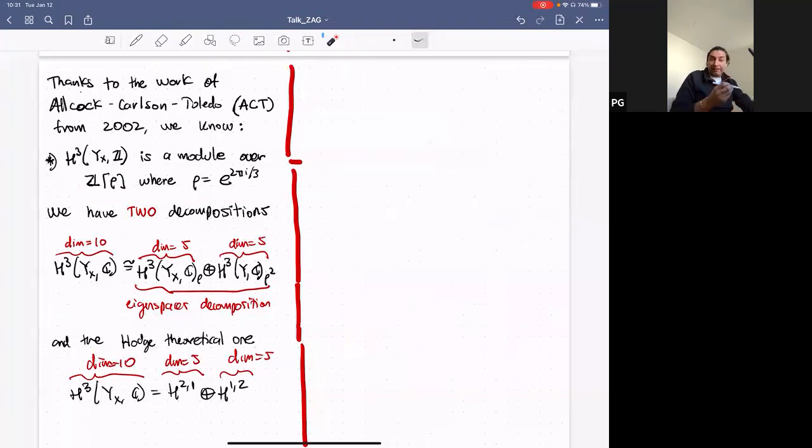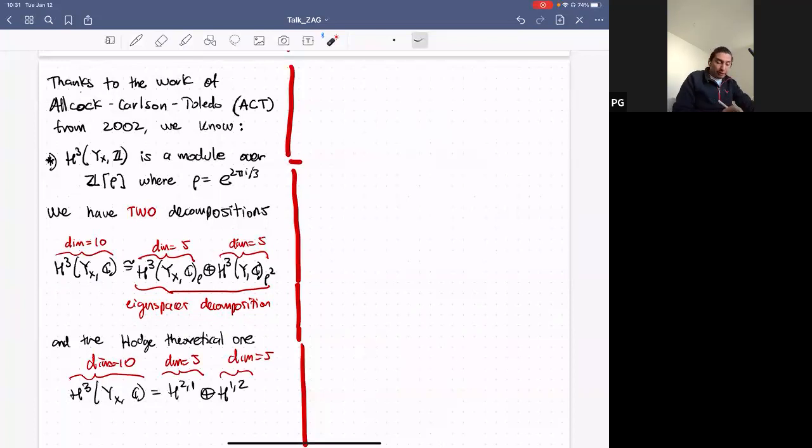The second observation is that you have two decompositions. Because you have the action of a finite group acting on this vector space, you can decompose into eigenspaces. I only have three elements in my group, so what are the eigenspaces? What is the dimension? It happens to be dimension 5 for each piece.